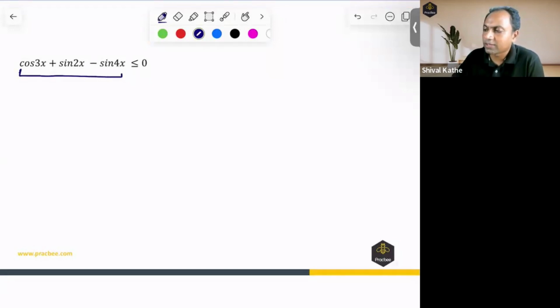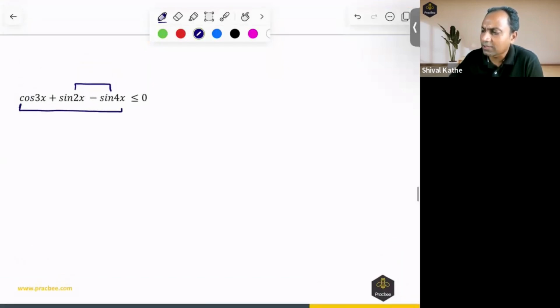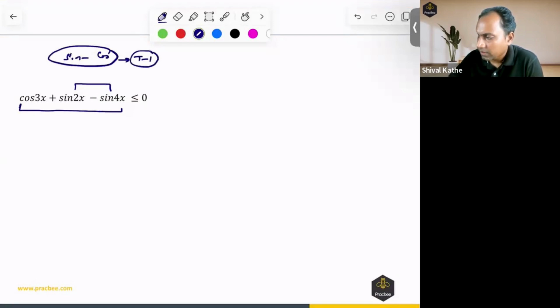So we need to factorize it using some method. So what should you combine? We should combine this because this is based on the sine cos method. If you remember what the sine cos technique is, it is our type 1 problem in the chapter trigonometric ratios and identities, right? First chapter, type 1 problem. So type 1 problem will solve.